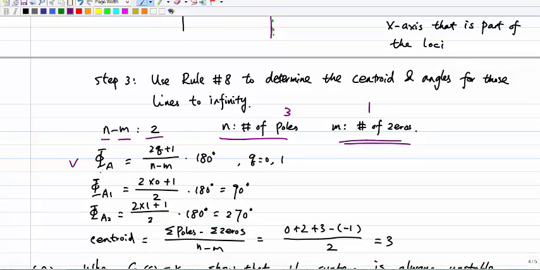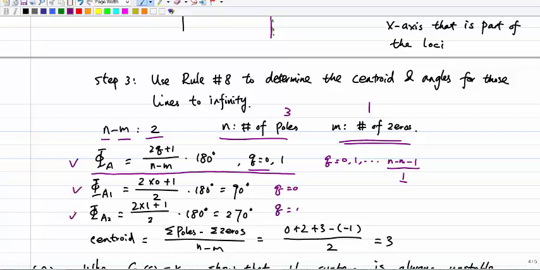The formula we use to compute the angles is given by this: phi A equals (2q plus 1) over (n minus m) times 180. This q has to start from 0 and go up to n minus m minus 1. So n minus m is 2, and n minus m minus 1 is 1. You find all the integers starting from 0 up to 1. Of course, you want to have two numbers, 0 and 1, so there are two angles. For q is 0, you compute one angle, and for q is 1, you compute the other angle. This is very straightforward, so the two angles are 90 and 270 degrees.